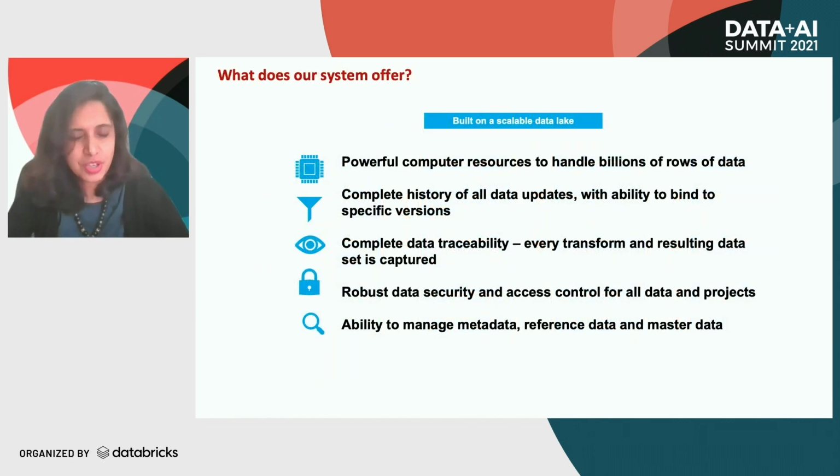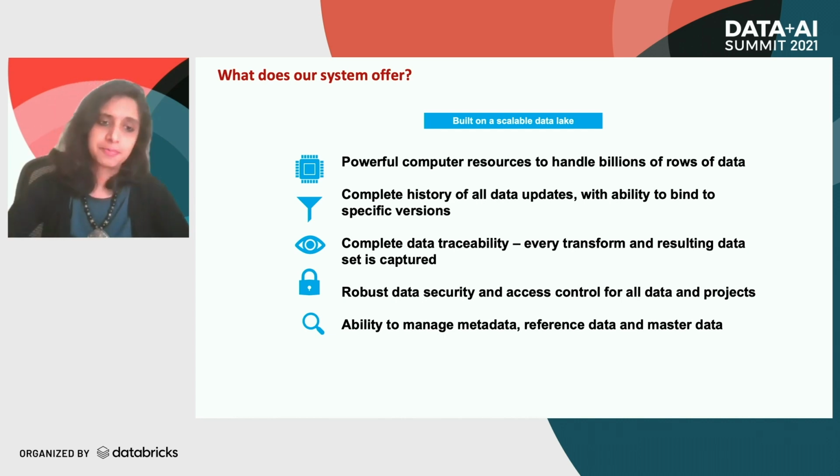And what does this really offer? What we have built is a powerful computer that, as you could see, could handle billions of rows of data today. We have a complete history of all data updates. We can go back to any version of the data. We have good traceability, and we can transform and capture the data sets. Robust security, and then we're also able to manage metadata and reference data for this particular population that we are dealing with. It's completely on the cloud. We built it on a scalable data lake, which today is based on AWS.